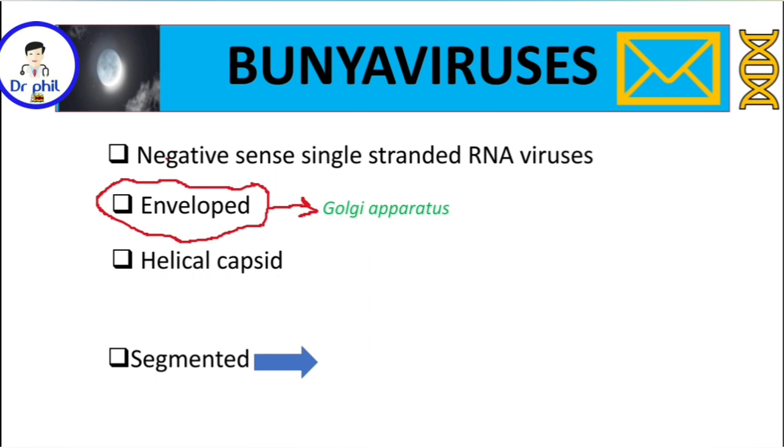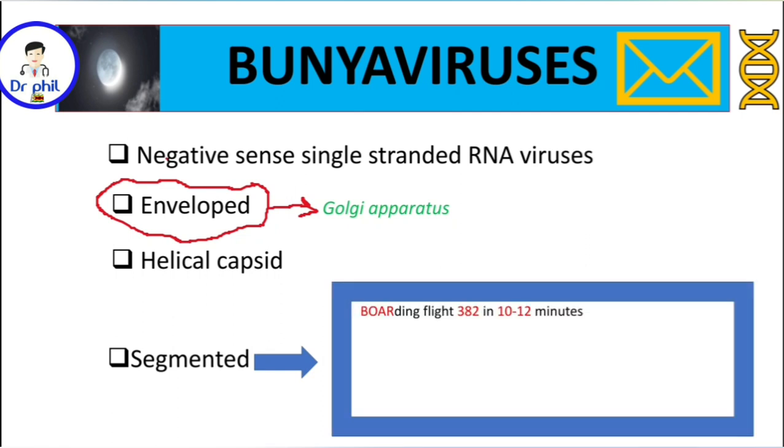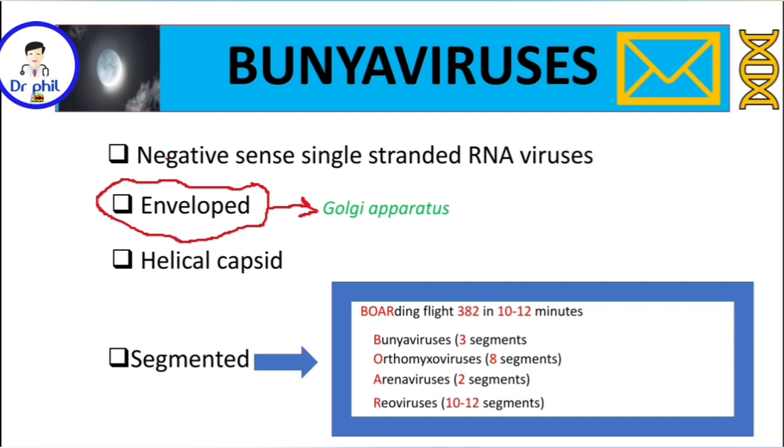Right, so I want to remind you our mnemonic for the segmented RNA viruses. Right, you just say boarding flight 382 in 10 to 12 minutes. And you can just use this ball, right, because this ball is representing the viruses. So let's go. Bunyaviruses, 3 segments. Orthomyxoviruses, 8 segments. Arenaviruses, 2 segments. And reoviruses, 10 to 12 segments, right?